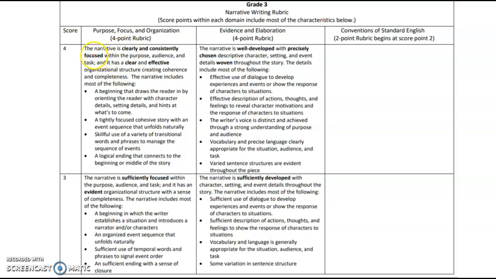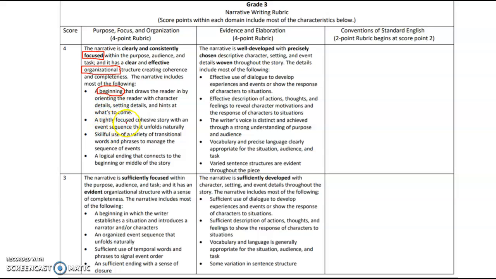So you want to make sure that your narrative is clearly and consistently focused, meaning you're staying on topic. You want to make sure that it has clear and effective organization, meaning you're sticking to the order of events. You want to make sure there's a beginning that draws the reader in by telling the reader about the character details and the setting and hints about what's coming up. So in your beginning, we talked about introducing the characters and the setting. We talked about introducing a problem.